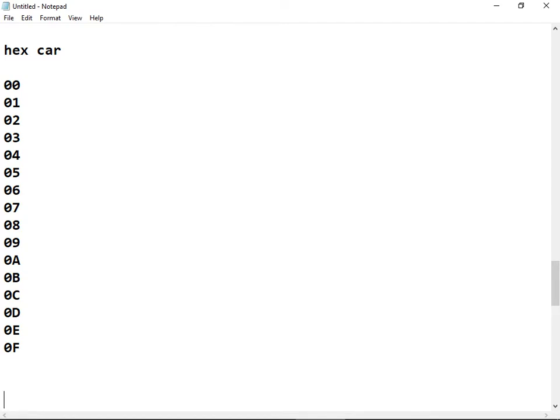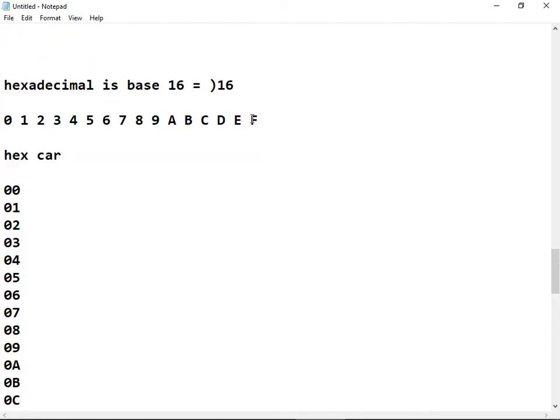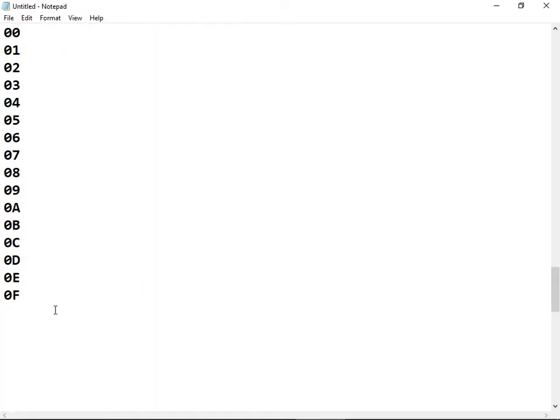Now we have maxed it out. We've hit the last digit. So at this point, this is where it's going to roll over. We're going to get a 0 in that column, and we're going to add 1 to that column.